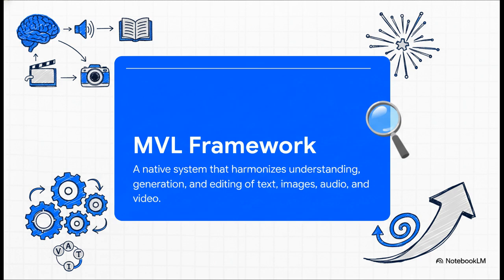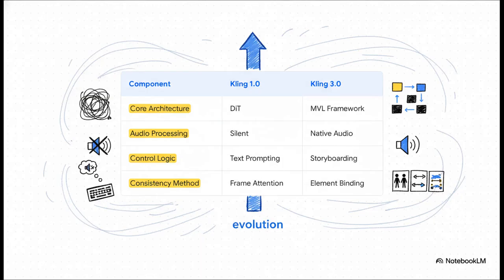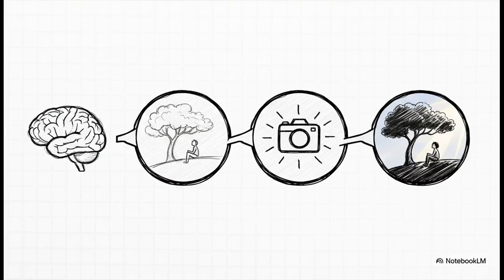Think of it like a new brain that doesn't need to translate between languages. It just natively speaks video, audio, text, and images all at once. And that changes everything. And this table just lays it all out perfectly. You can see a massive shift in literally every single piece of the puzzle. The core architecture goes from a diffusion transformer, which was powerful, sure, but limited, to this all-in-one MVL framework. Audio goes from being silent or an afterthought to a native feature. And the control? We've evolved from typing in simple, often frustrating prompts to using intelligent, intuitive storyboarding. It's night and day.